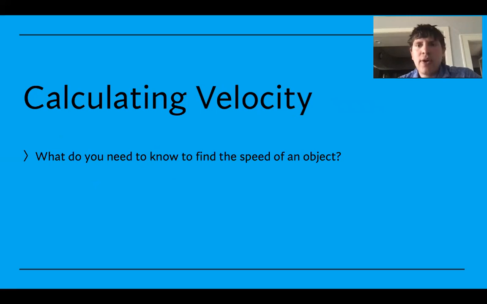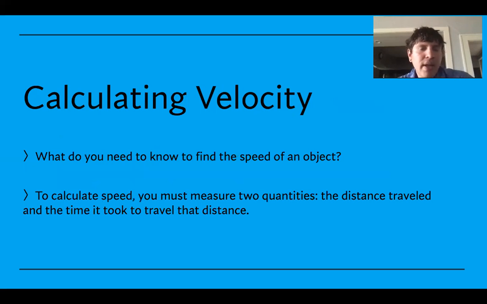Calculating velocity is something you're going to be doing today, so we're going to talk about this a little bit. I've got an example in here for you, and then we'll go back to our lesson plan. What do you need to know to find the speed of an object? To calculate the speed or the velocity of an object, you need to know two different quantities: the distance it traveled and the time it took that object to move that distance.